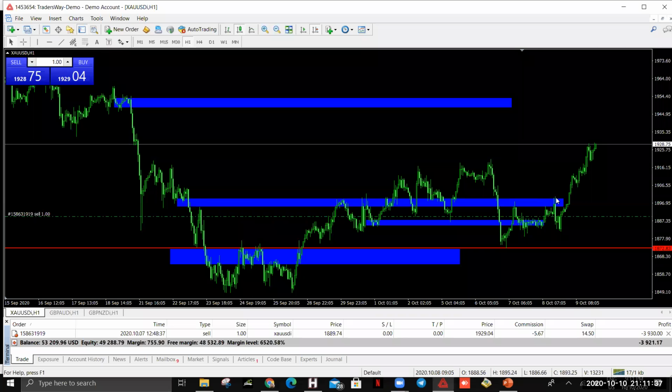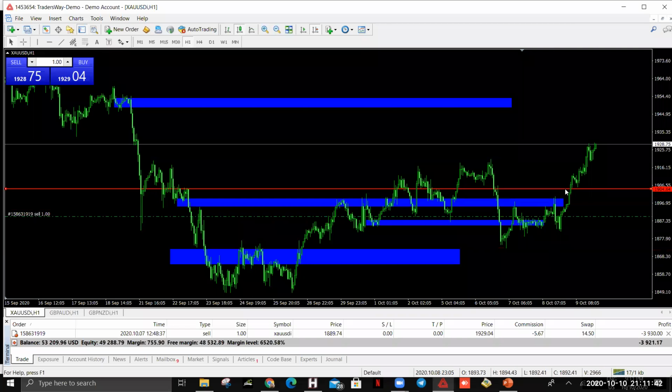If I had placed my stop loss somewhere around here, let me use this red line because I'm selling, as soon as price got to this place, it would automatically close this trade. But because there's no stop loss, there's nothing to stop price if it keeps going up. I know I called a buy on Twitter somewhere around here because it had broken my resistance and started going up.